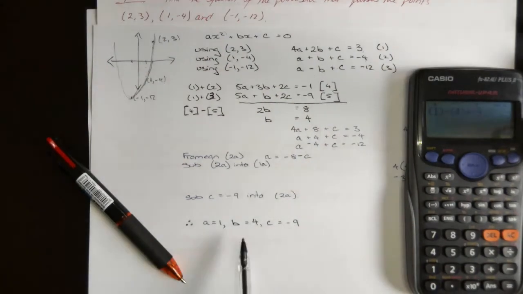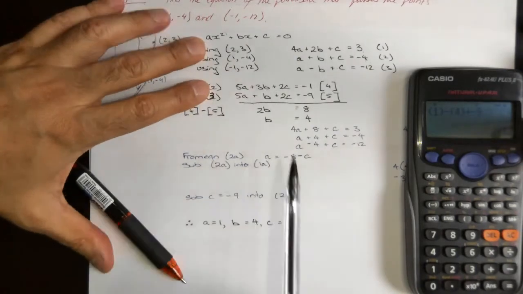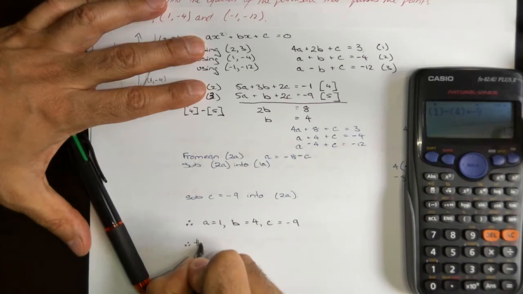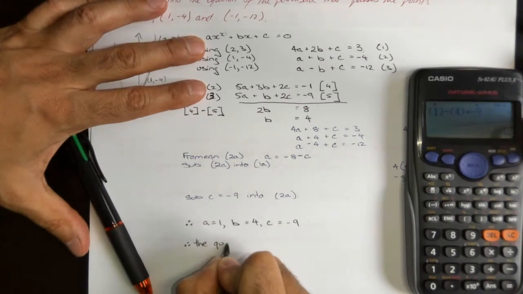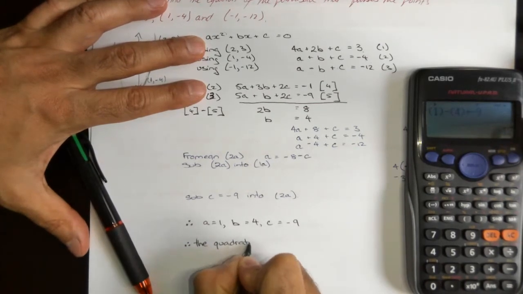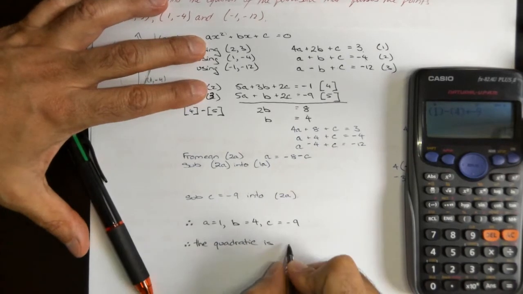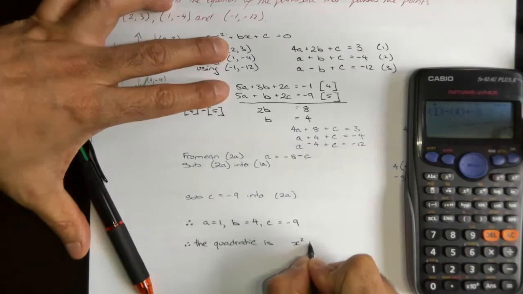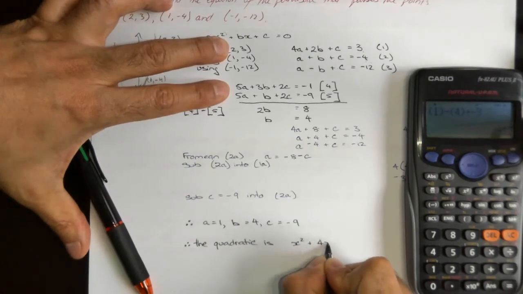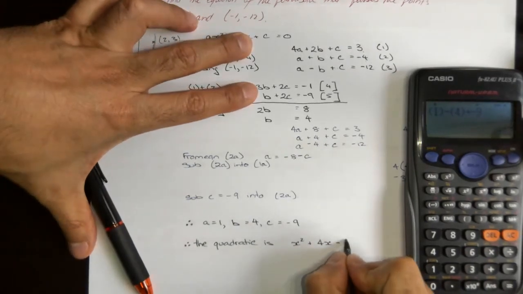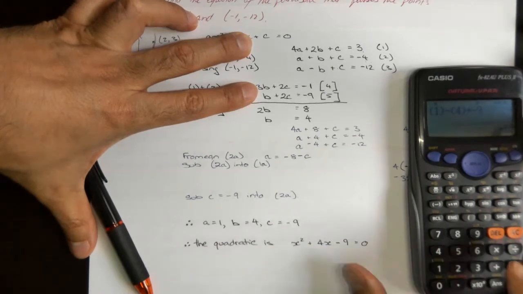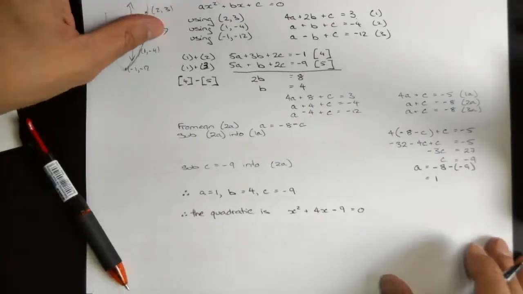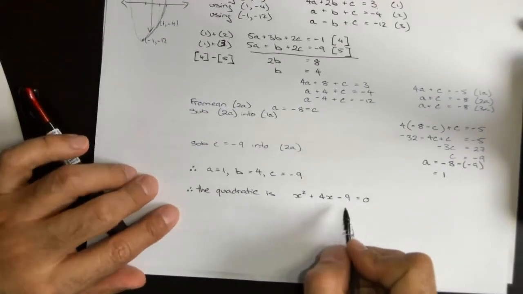So I'm going to plug these values into my general formula. So the quadratic is x squared plus 4x minus 9 equals 0. Okay. And now what we could do is we could complete the square to find the actual quadratic.